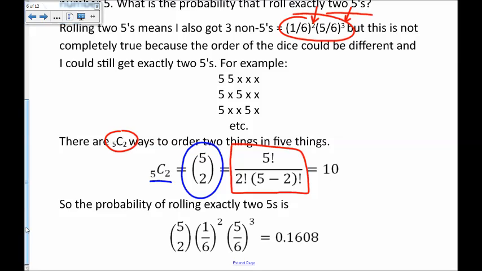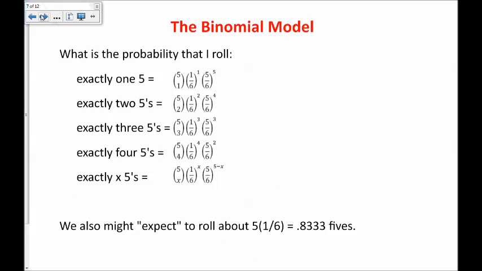So the probability of rolling exactly 2 5s is 5 choose 2 times 1/6 squared times 5/6 cubed, which is about 16%. So the probability that you roll exactly 1 5 is 5 choose 1 times 1/6 to the first times 5/6 to the fifth.